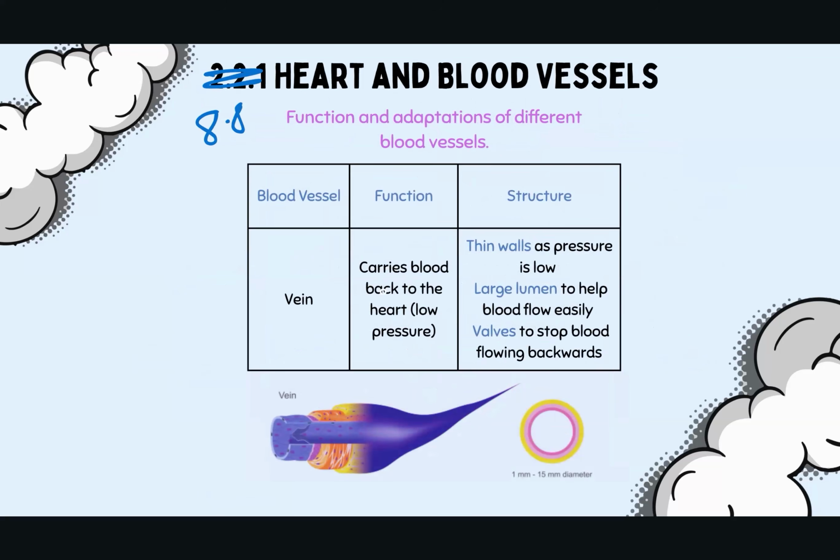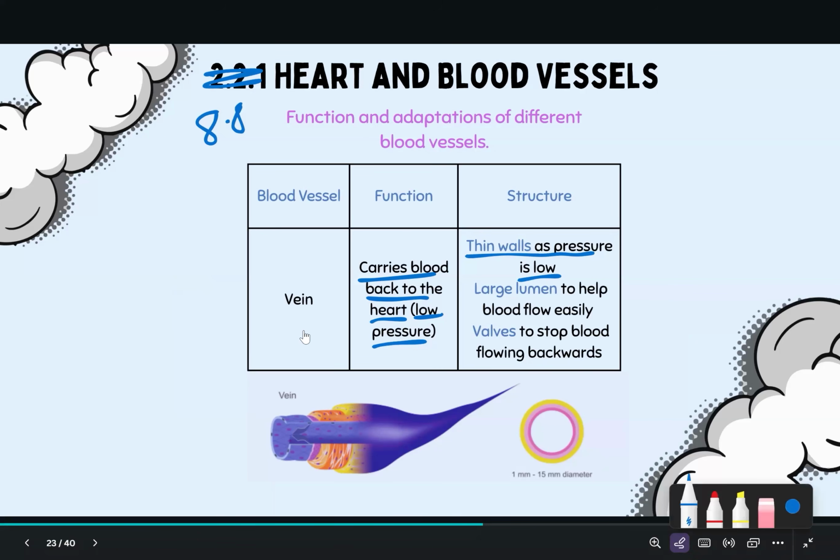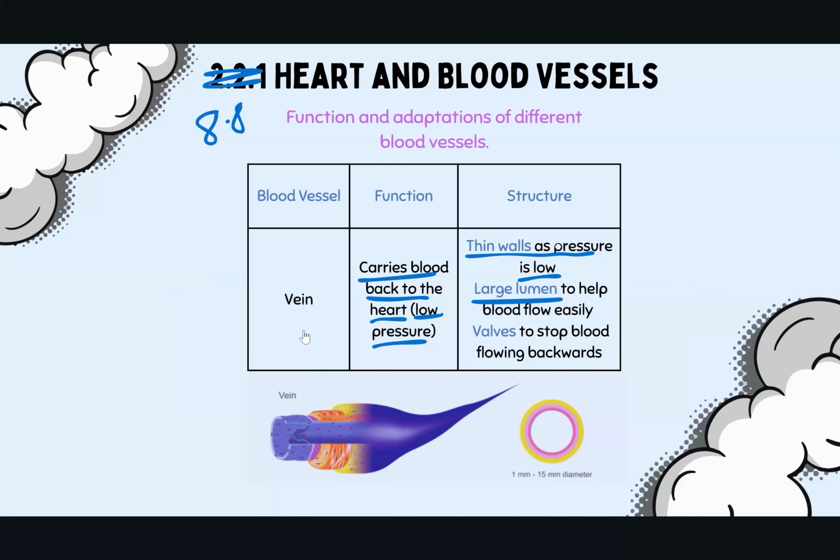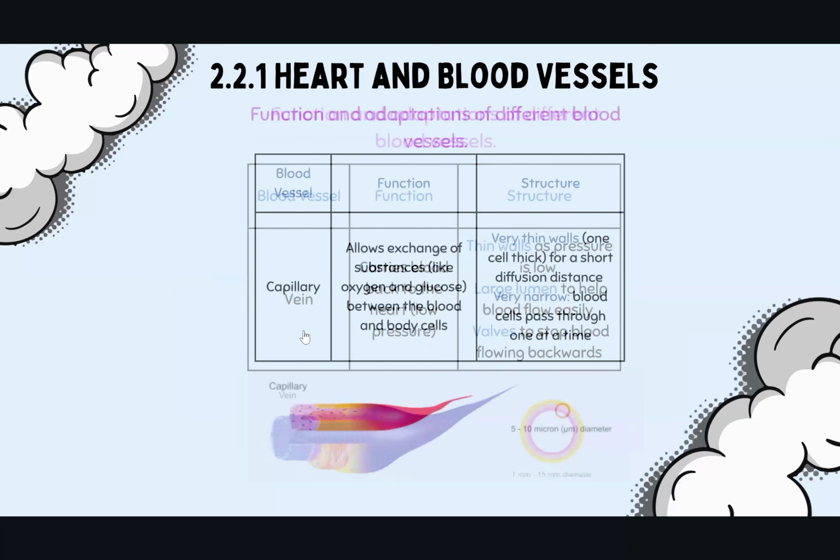Okay, so the vein. This carries blood back to the heart. So this is correct, low pressure. There's a few things here. It's got thin walls because the pressure is low. So it doesn't matter if the walls are thin, the walls can deal with it. It's got a large lumen to help blood flow easily. And it's got valves to stop blood flowing backwards.